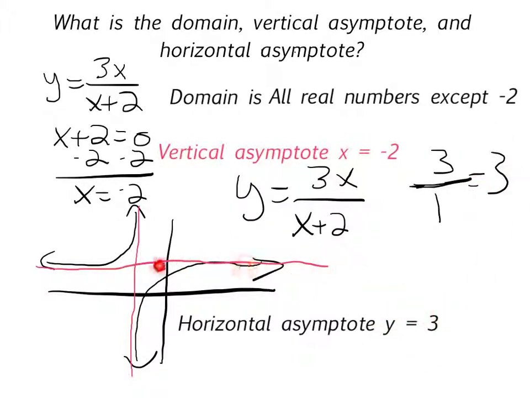And if you were to graph this one, this line gets really close to a positive 3 but never quite touches it. So your answers on this one would be the domain is all real numbers except negative 2. The vertical asymptote is x equals negative 2, and the horizontal asymptote would be y equals 3.